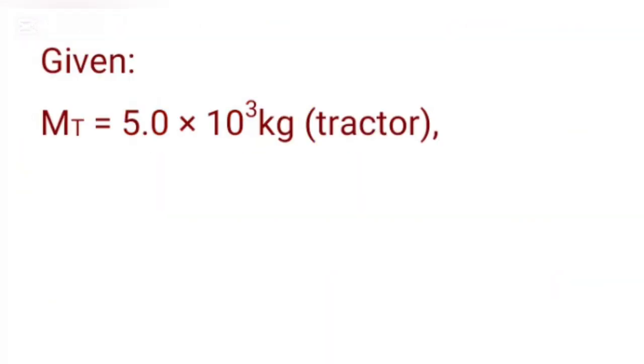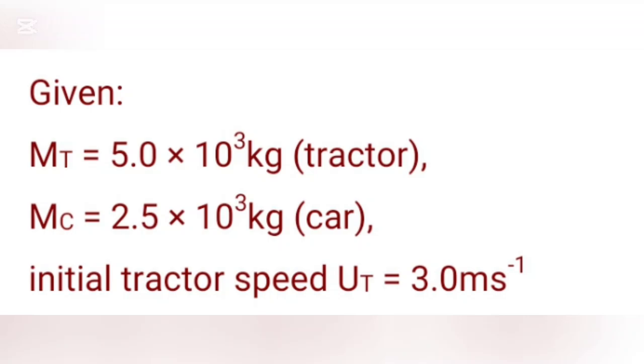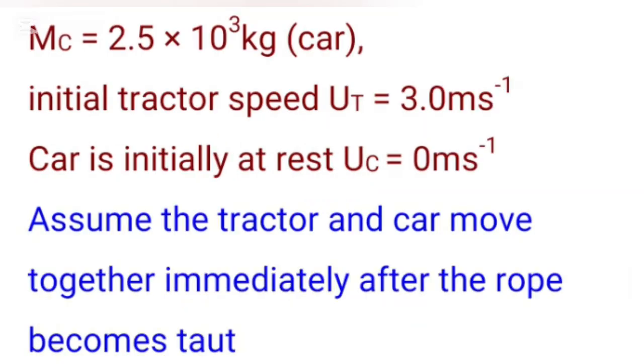Given: mass of tractor mt is equal to 5.0 times 10 raised to power 3 kg. Mass of car mc is equal to 2.5 times 10 raised to power 3 kg. Initial tractor speed ut is equal to 3.0 meters per second. Car is initially at rest, uc is equal to 0. Assume the tractor and car move together immediately after the rope becomes taut.